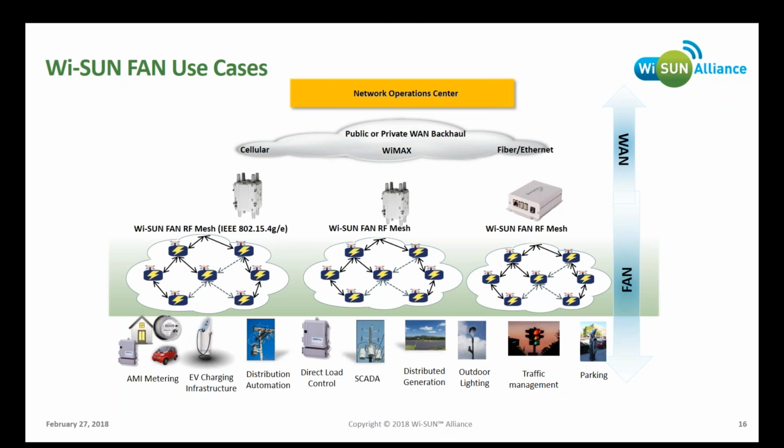So these could be AMI metering, EV charging infrastructure, distribution automation, things like direct load control, application for SCADA as well, and distributed generation is a fairly recent use case that is very applicable for wireless mesh. In addition, we're seeing more interest in things like outdoor street lighting, traffic management, and parking. So these devices can connect to or become part of a canopy mesh network, and then the mesh will connect into either a private or a public wide area network backhaul, and that could be connected through cellular, WiMAX, fiber, or Ethernet.